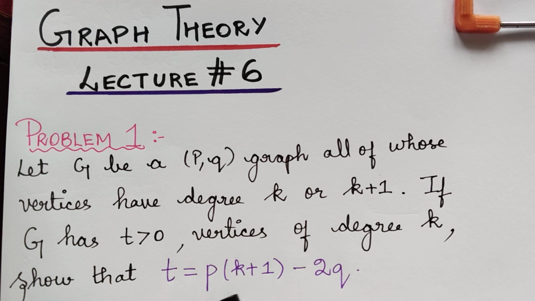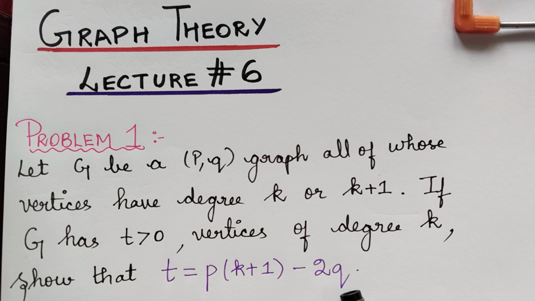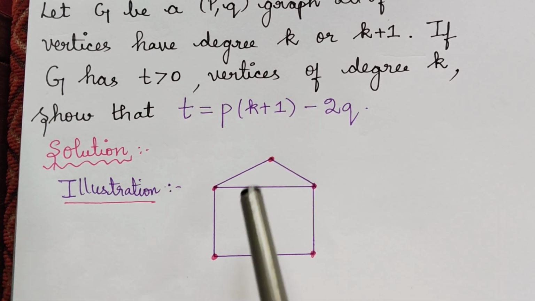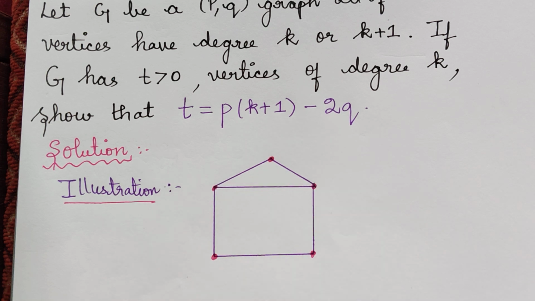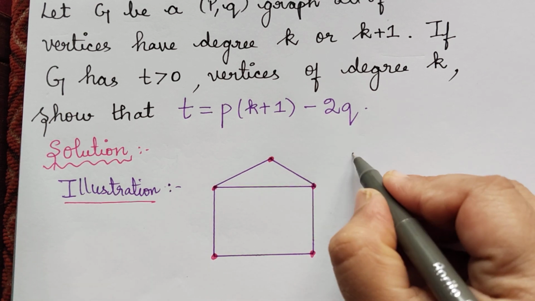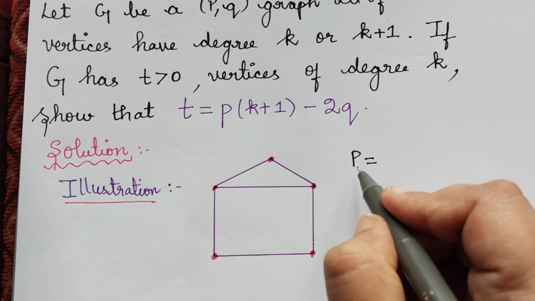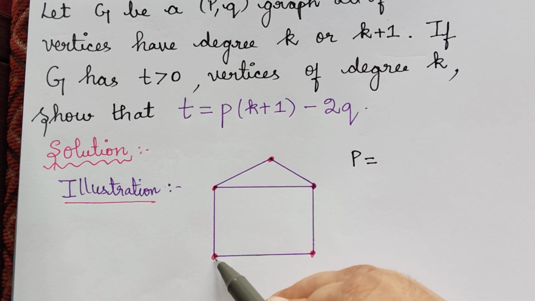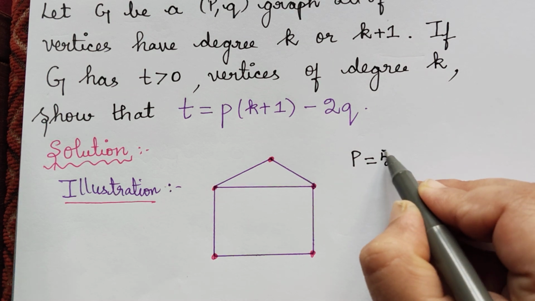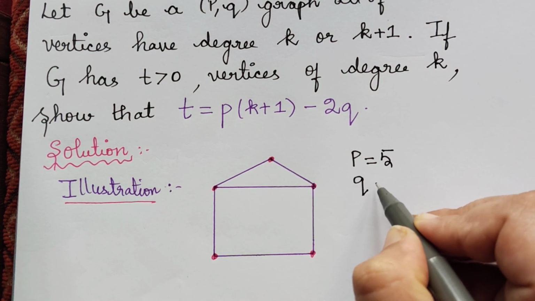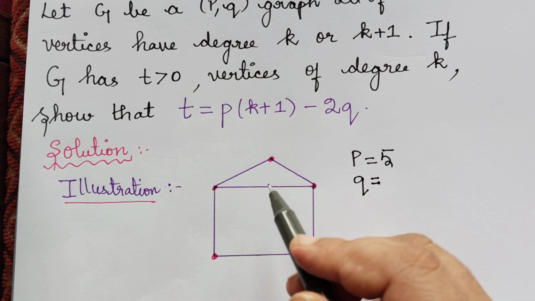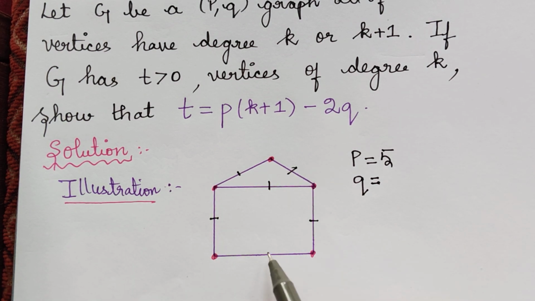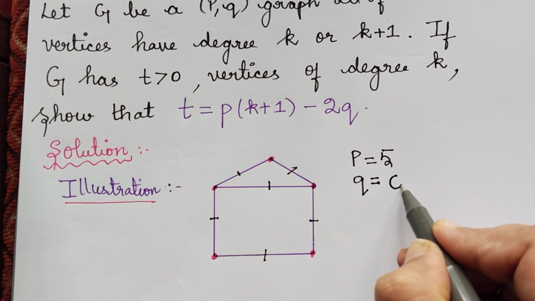We shall first check this condition for an illustration. Now we consider a graph over here. Let us check whether this relation is satisfied for this graph. First we shall take the value of p. P is the number of vertices. How many vertices are there? 1, 2, 3, 4, 5. So p is equal to 5. What about q? Q is the number of edges. 1, 2, 3, 4, 5, 6. So there are 6 edges.